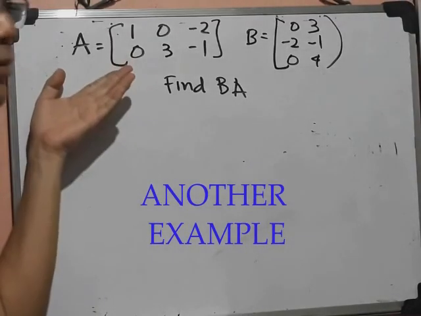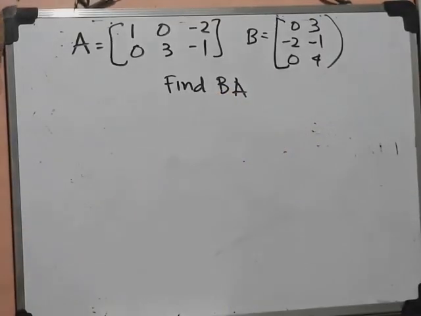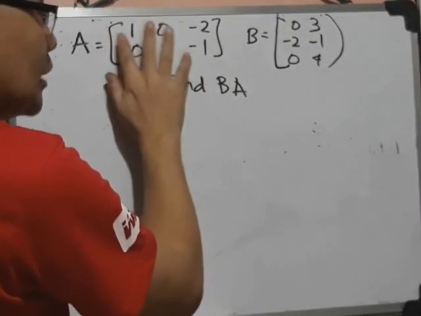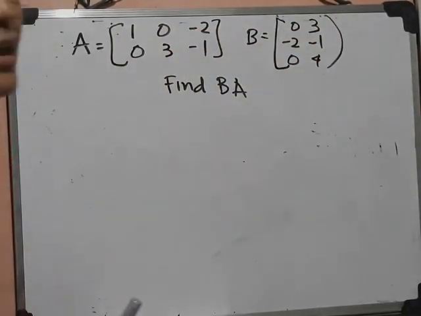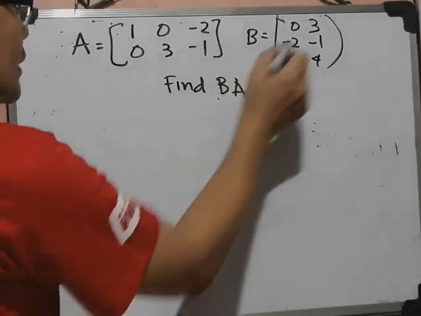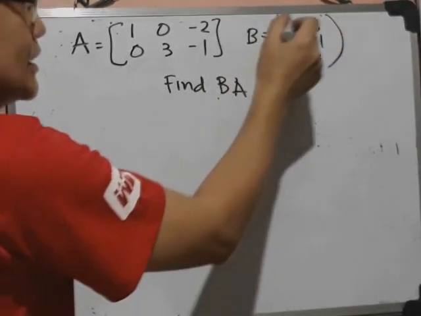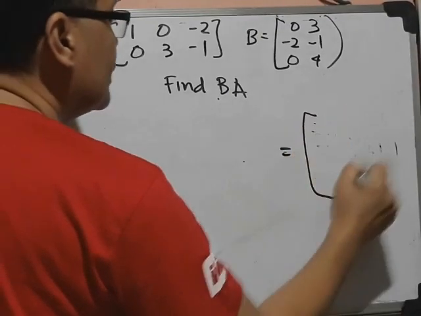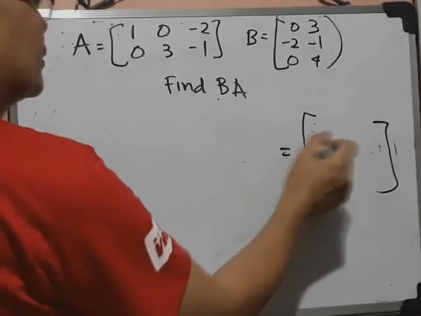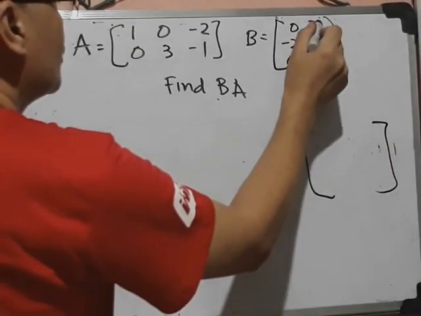Pangalawang example. We have the matrix A and the matrix B. So, ang gagawin lang natin is to find B multiplied by A. First, we have to see if it is possible for us to multiply the two matrix. So, pwede ba? Same ang number of rows sa number of columns ng matrix B. Okay. So, since nauna yung B, dito tayo mag-basis. So, ito yung ating magiging resulting matrix.